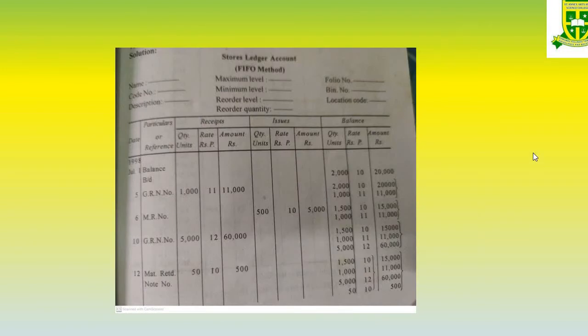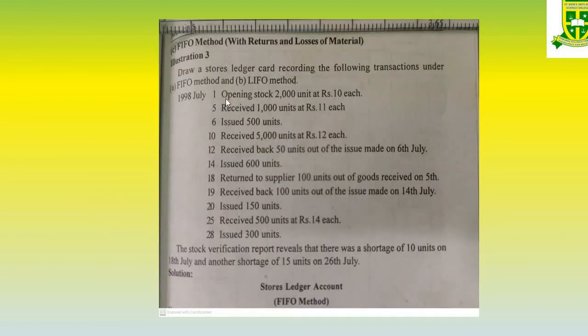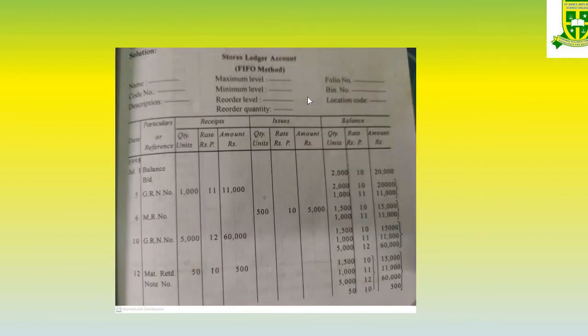The format is store ledger account: date, particulars, and receipts, issues, balance. Receipts: if you are receiving goods from the supplier, we have to make an entry here. Issues: if goods are going out from our side, we have to make an issue entry. If goods are returned to the stores, we have to make a receipt entry. The first entry is the opening stock at the starting of the month: last month's closing stock is 2000 units in hand. The cost is 10 each.